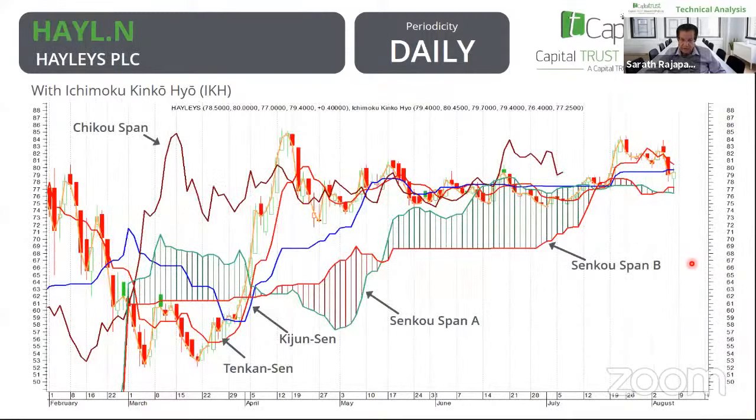Here, the cloud has just turned red and it's a little above the cloud, and it's dicey. If you have it, hold it. If you don't have it, don't rush to buy.